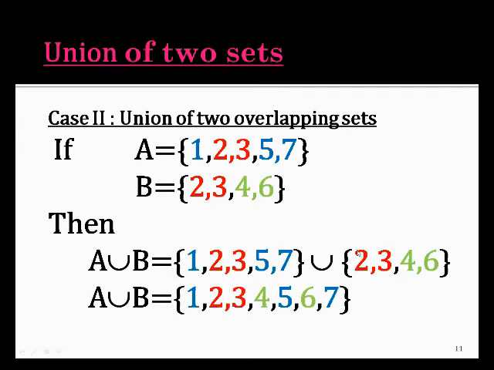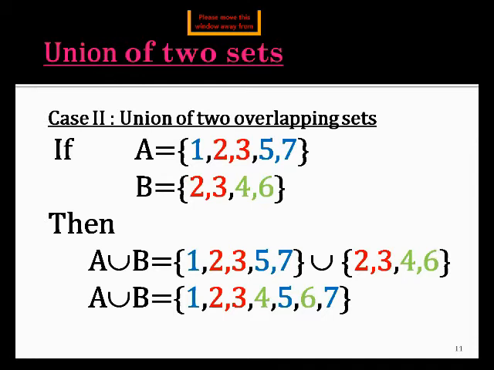We don't have to write the numbers 2 and 3, which are present in both sets, twice. As you see, the union of the two overlapping sets is 1, 2, 3, 4, 5 and 6. The important point is that the elements which are repeated in both sets, we write only one time, not twice or thrice.